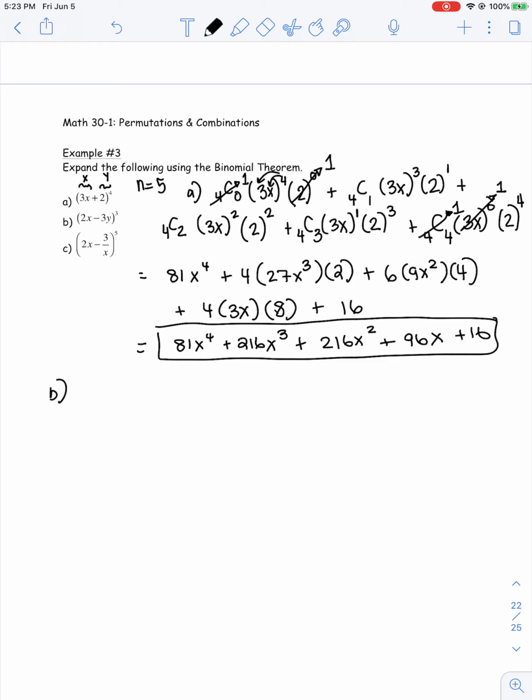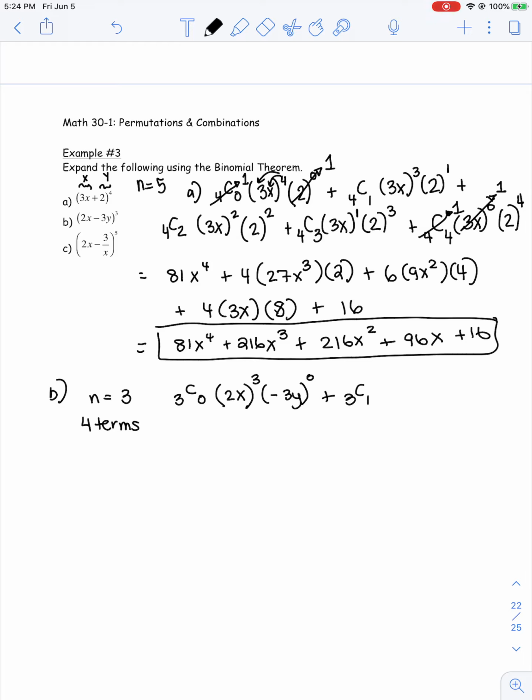For B, we know that the n value is 3. So we're actually going to have 4 terms if we're doing this properly. So we're going to start with 3 choose 0. And then in brackets, our x value is the value that goes in front of the x as well. So 2x, and that goes to the power of 3. And then we have to include the negative as well. Normally, we always have x plus y. So if you see a negative, put that into your y value. So negative 3y to the power of 0, and that represents our first term once we simplify it.